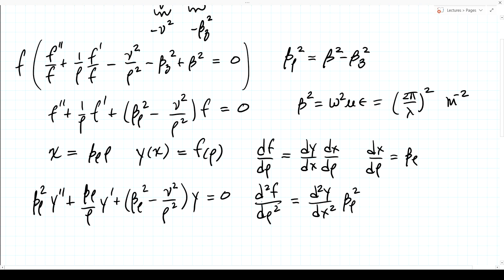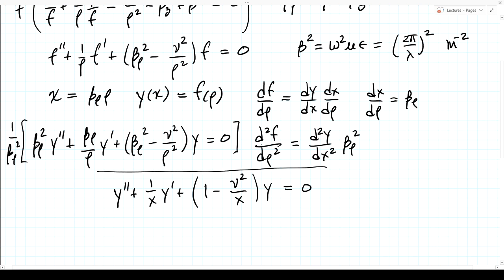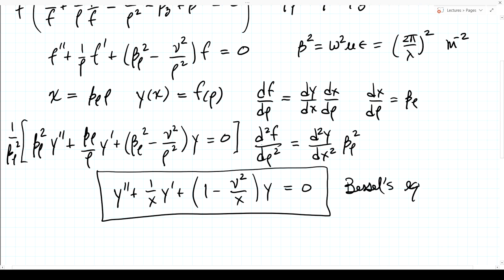And now let's divide everything by beta rho squared. And what are we going to get? First term will just become y double prime. Next term, we'll cancel one beta rho, and another beta rho will combine with that rho to give us x. So that'll be plus 1 over x y prime. And here, beta rho squared over itself will leave us 1. Minus nu squared, and again, beta rho squared times rho squared will be x squared, times y is equal to 0. Now we've got to solve this equation, and that is Bessel's equation, and the solutions are called Bessel functions.